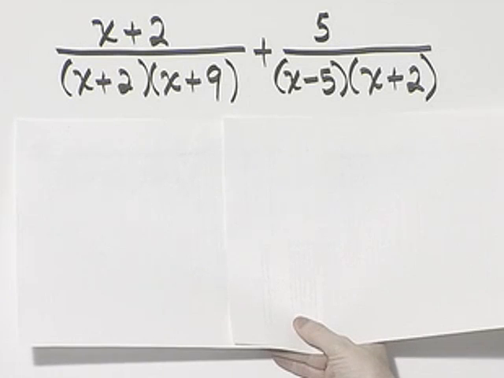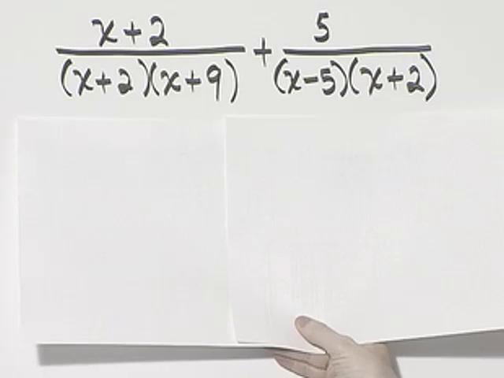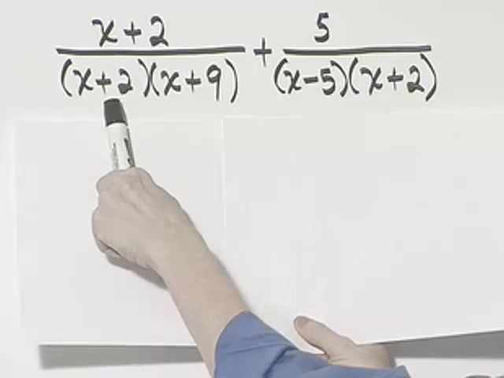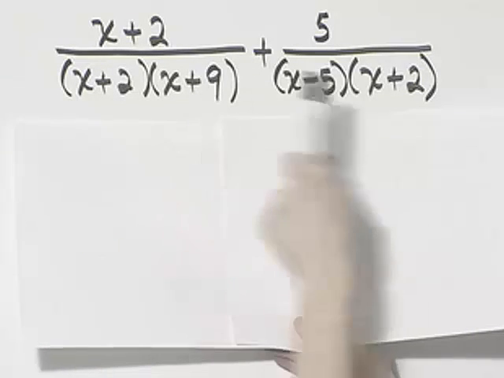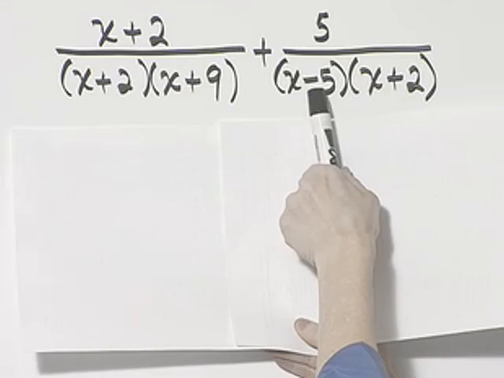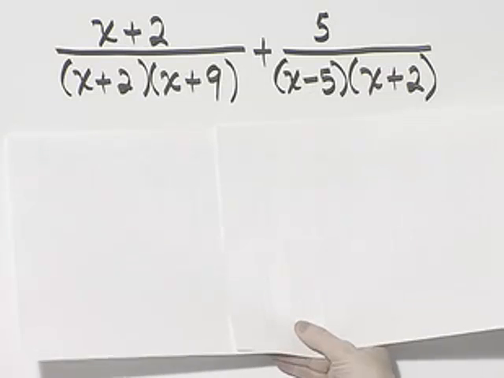For this example, we are adding, which means the denominators must be the same before we can combine these rational expressions. Notice I have already factored the denominators so that we can look for a least common denominator. What will be the least common denominator? Well, I'll need this factor, and then notice I already have the x plus 2 taken care of, so I will need this factor also. This factor, and this factor, that's the least common denominator.